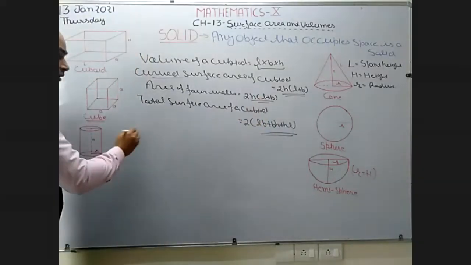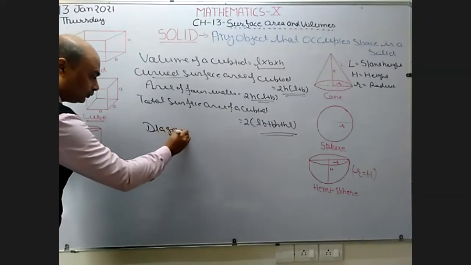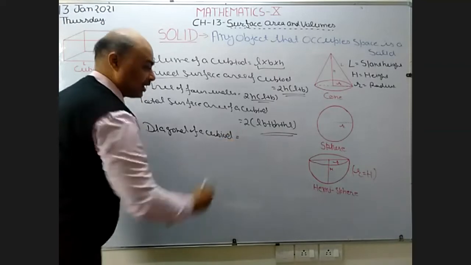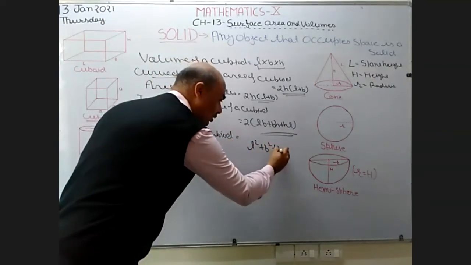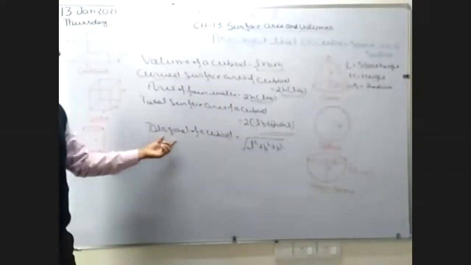Okay, next one is the diagonal of a cuboid. How do we find the diagonal of a cuboid? The formula is the square root of L square plus B square plus H square. This formula is known as the diagonal of the cuboid.